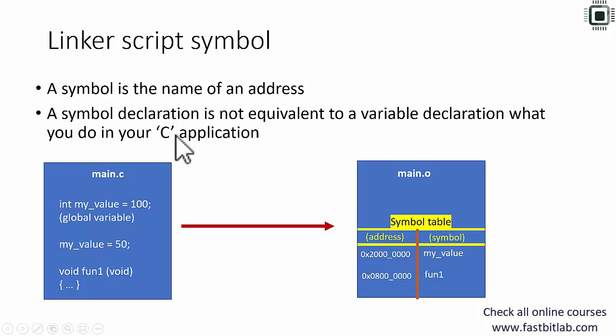Please remember that in your C program, you don't write symbols. What you do is variable definition, variable declaration, function definition. So you don't create any symbols in the C program. Symbols are created and maintained by the compiler. That's why we never worry about creating symbols in the C program.